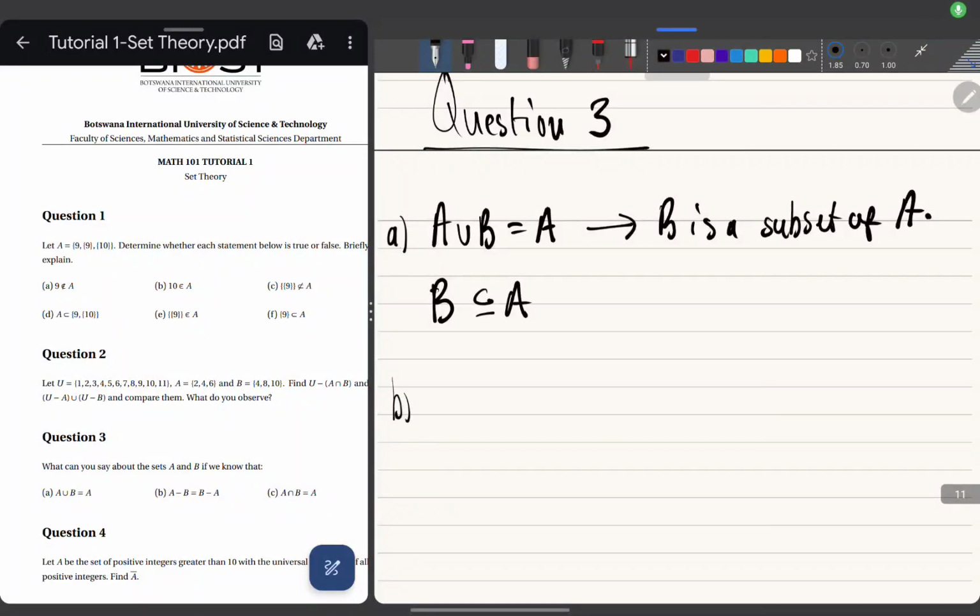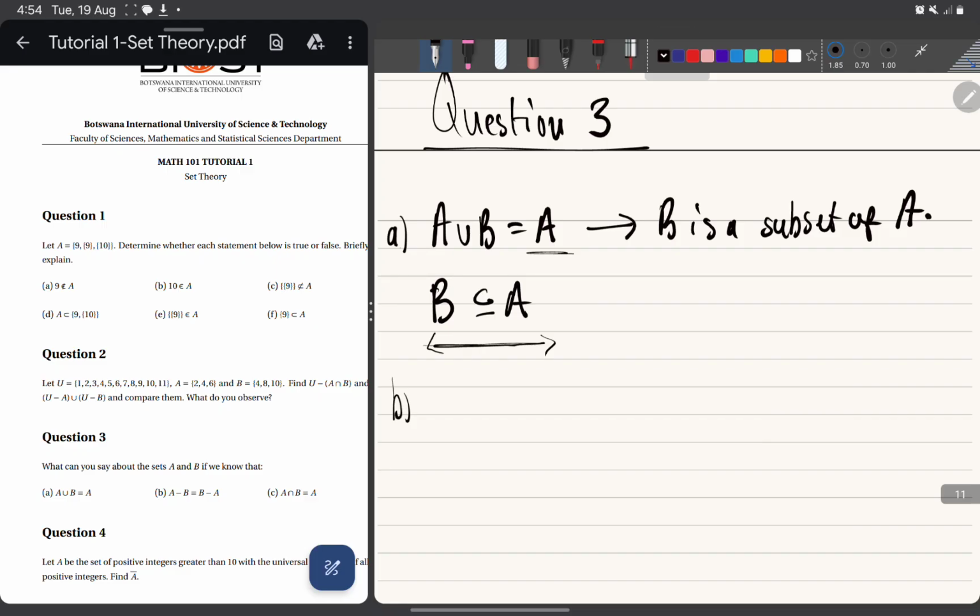Let's do part B. We've seen in part A that A union B was still equal to A. So in other words, uniting with B did not bring anything new to us. It just still came back as A. So B did not give us anything. So we saw that it means that the whole of B is inside A. Like everything in B is also in A.